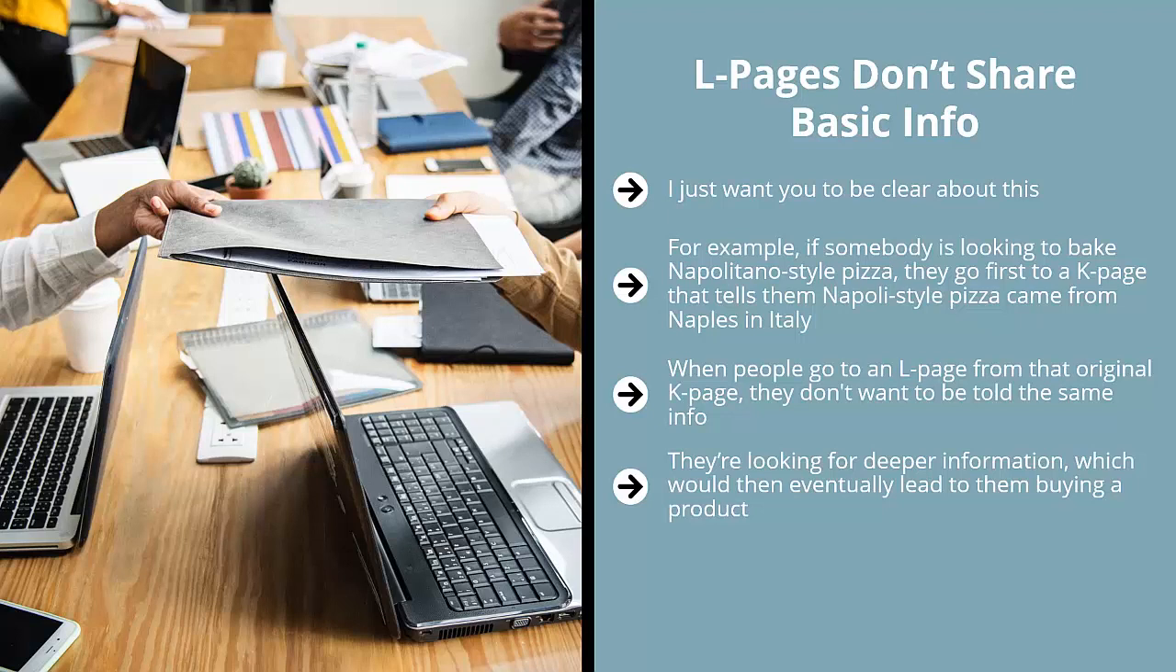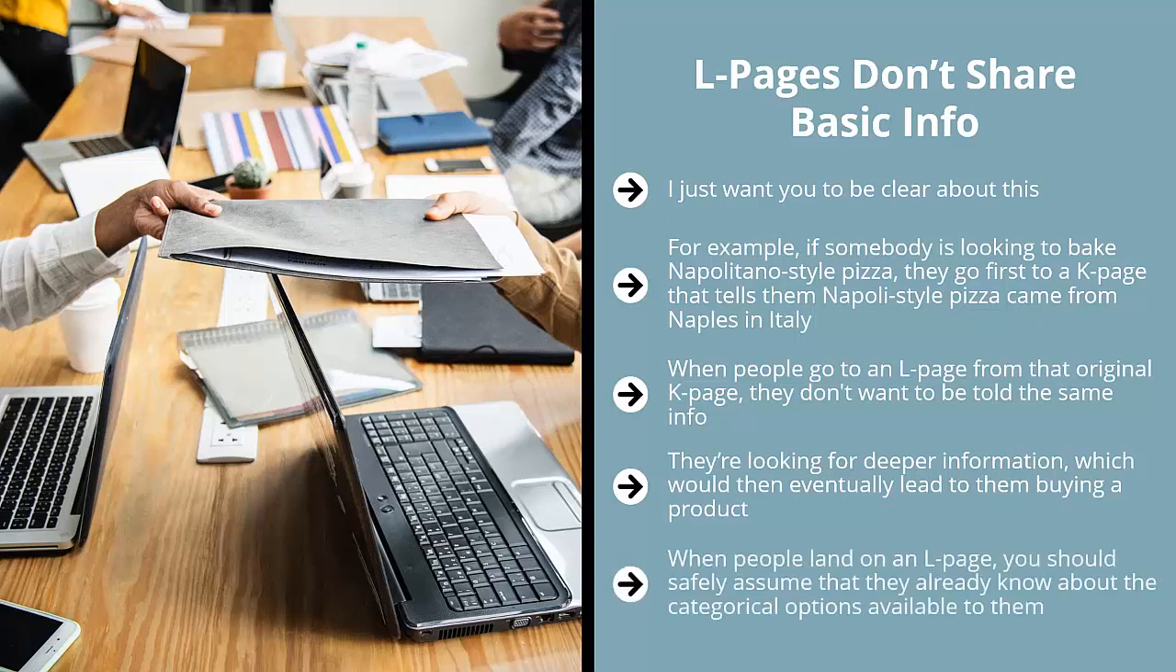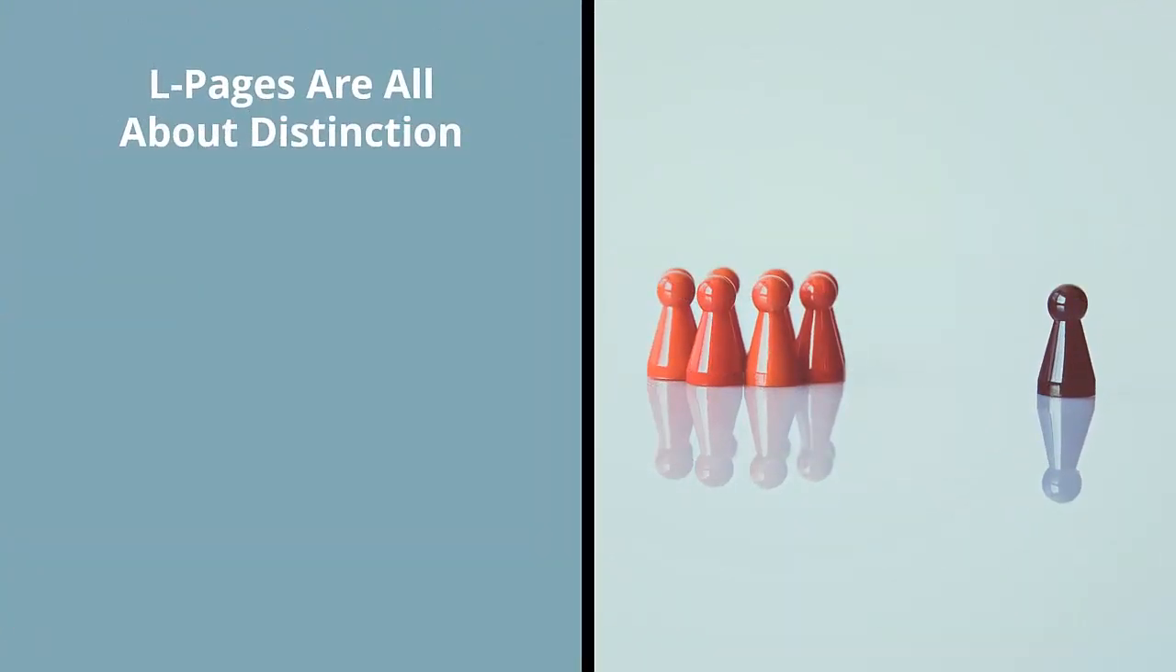They have deeper needs at this point. Don't waste their time by rehashing basics or intro. It just erodes your credibility and authority. When people land on an L page, you should safely assume that they already know about the categorical options available to them. L pages are all about distinction. L pages are all about pushing your prospect to one type of product category over another.